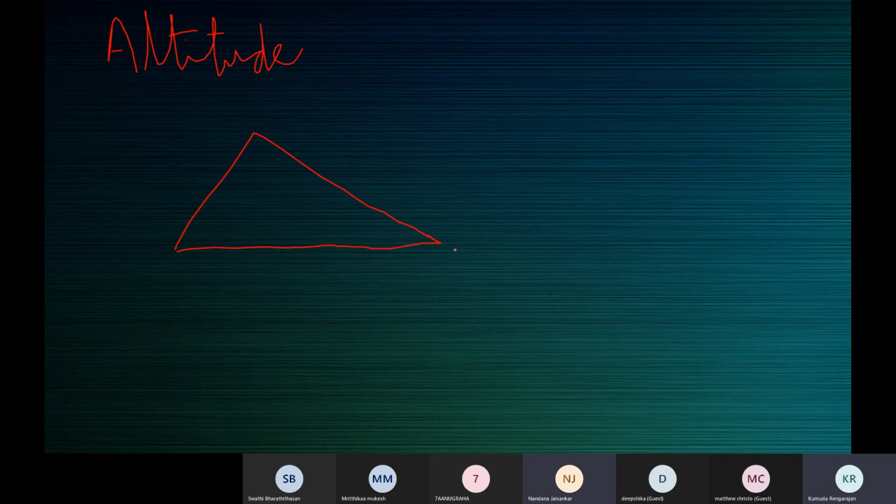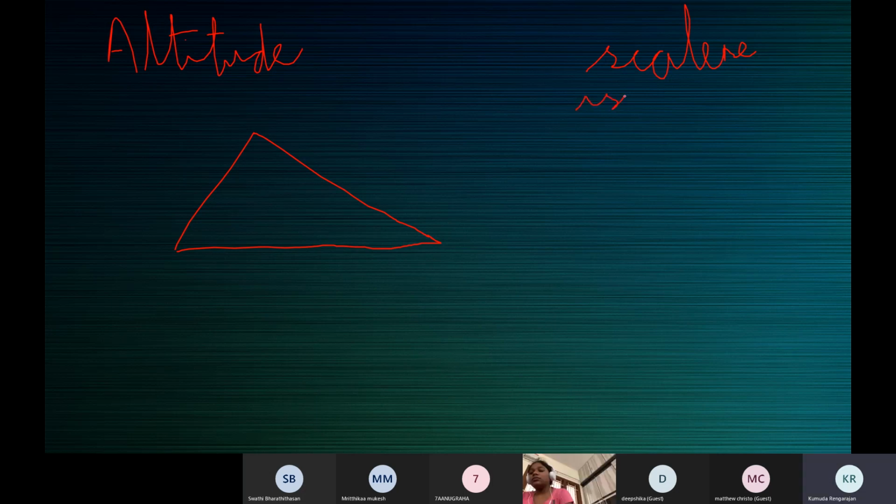Scalene triangle. If in a triangle any two sides are equal, ma'am, it's called an isosceles triangle. Any two sides can be equal. It's called an isosceles triangle.